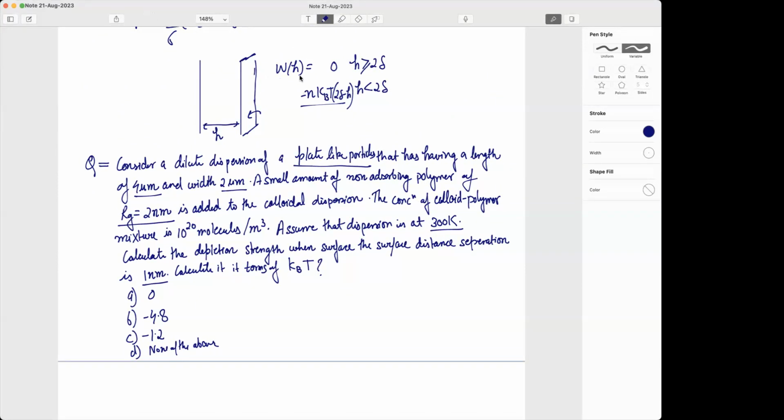Also keep that in mind that this interaction energy is per unit area. So you have to multiply it by the area of the particle.